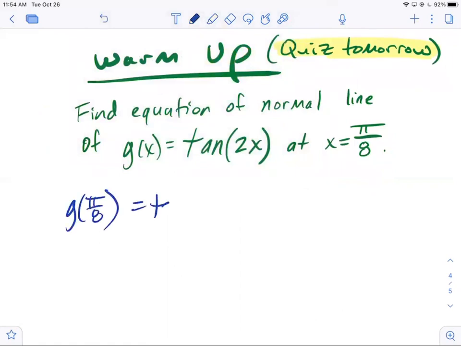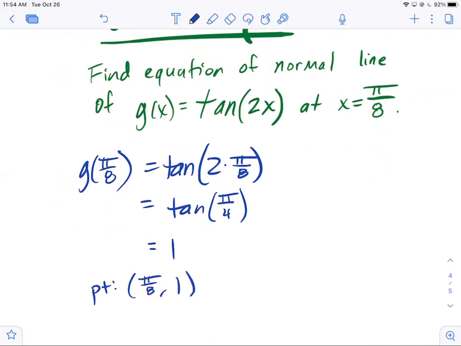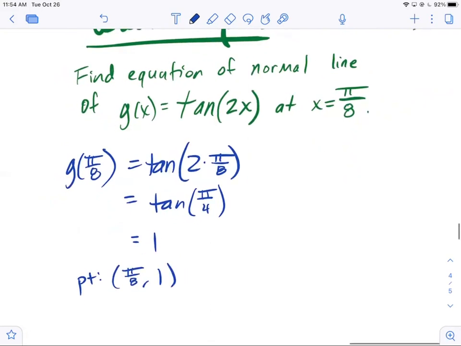You plug it in and you get tangent of 2 times pi eighths, which, of course, if this were a free response, believe it or not, you can leave it like that, right? That's considered an exact answer. That's the same as tangent of pi fourths. And you will have a little bit of trig on tomorrow's quiz. Tangent of pi fourths, of course, is 1, right? So if you want, you can rewrite it as an ordered pair. Sometimes it's just nice to see it like that. So there's the coordinate. And now we need the slope of the normal line.